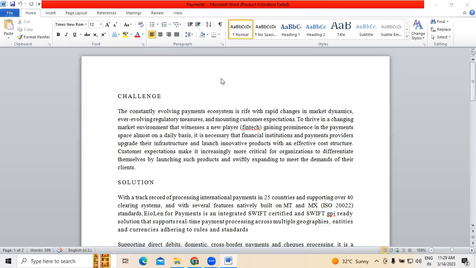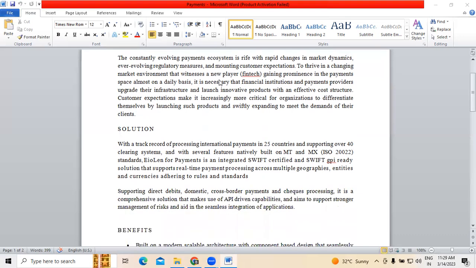By keeping this into account, Eolin is developing a payment solution kind of product, which is mainly as follows. This is what was mentioned in the solution. With a track record of processing international payments in 25 countries and supporting over 40 clearing systems, and with several features natively built on MT and MX, which is called ISO 20022, all those standards, EOLN for payments is an integrated SWIFT certified and SWIFT GPA ready solution that supports real-time payment processing across multiple geographies, entities and currencies, with adherence to the rules and standards.